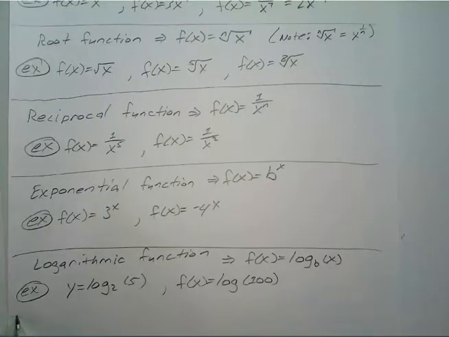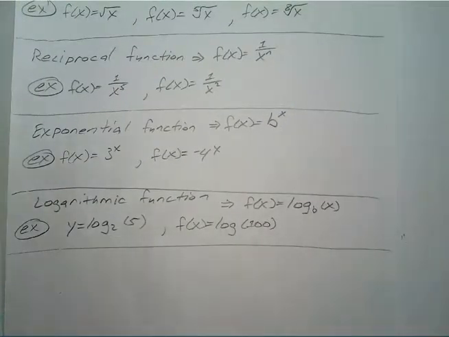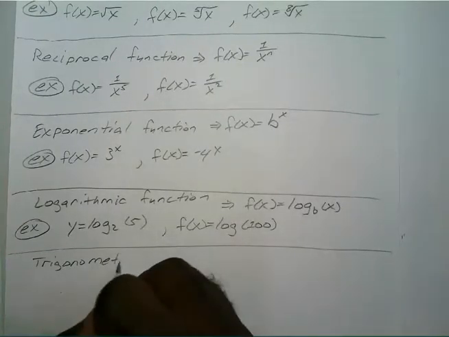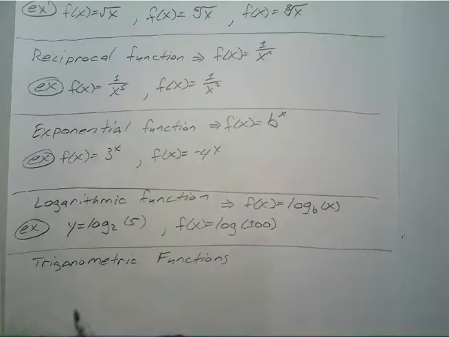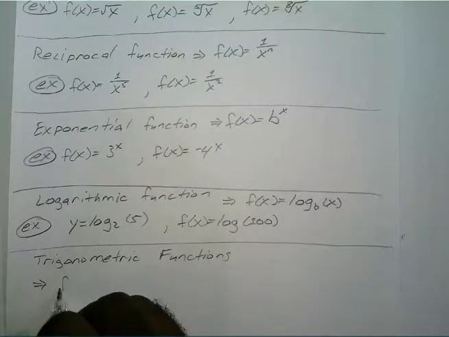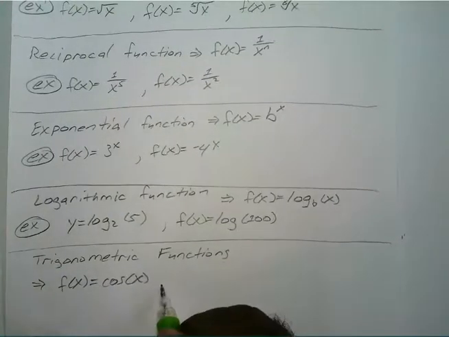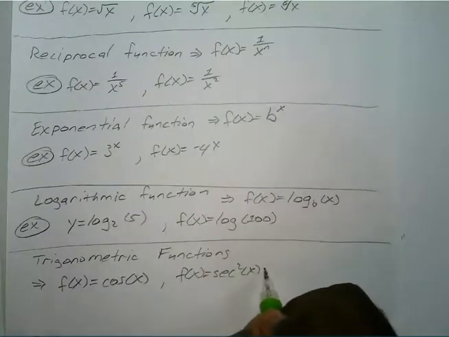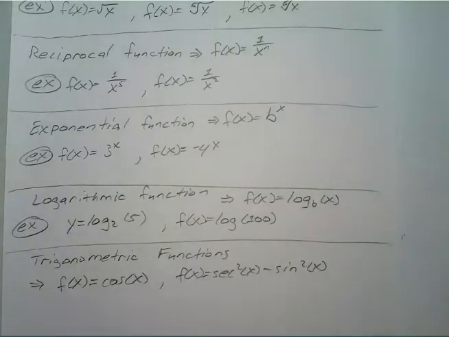All right. So what if we move on to our next one, which is our trigonometric functions. Okay, and those are just all of your trig identities. Okay, so for example, if you have f of x equals cosine of x, or f of x equals secant squared of x minus sine squared of x. Okay, those are both trigonometric functions.